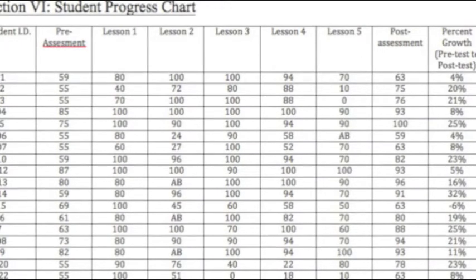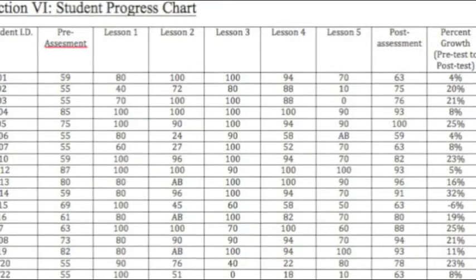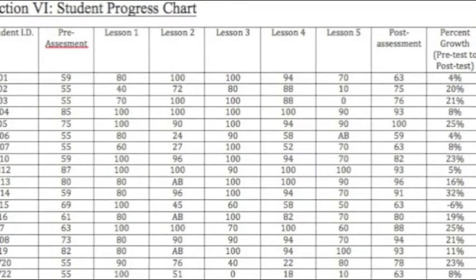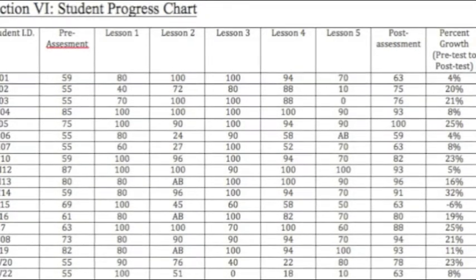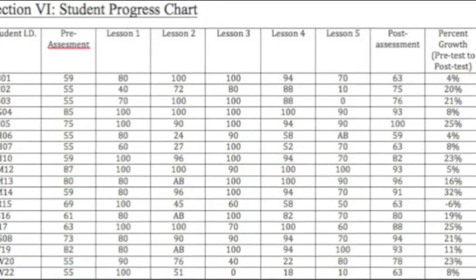On the far left you see the student ID. Next to that you see their pre-assessment score, which are all very low, well, mostly very low. We have a couple in the 80 range, but for the most part they're very low, which is what we wanted to calculate percent growth.